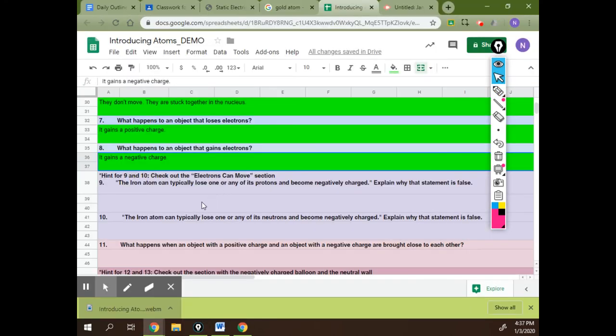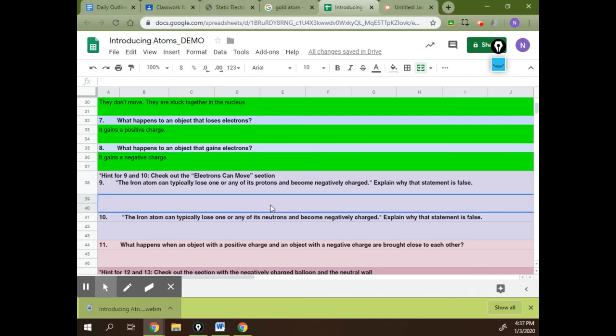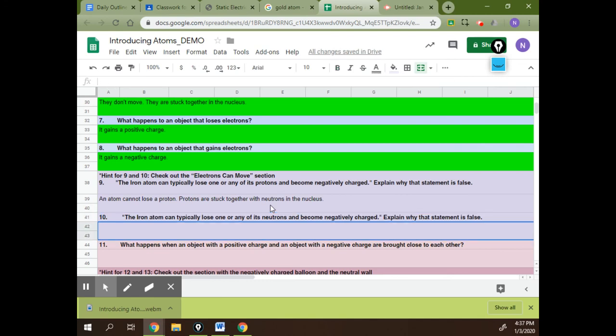9, 10, 11, and so on. An iron atom can typically lose one or any of its protons, become negatively charged. Well, look at that. We just talked about that. That's false. Why? Because an atom cannot lose a proton. Protons are stuck together with neutrons in the nucleus. Okay, that should be lighting up green.